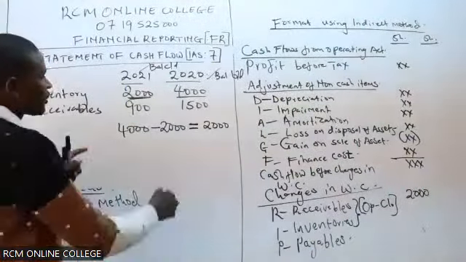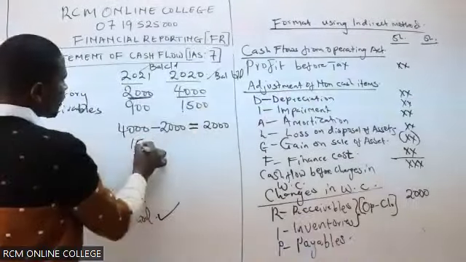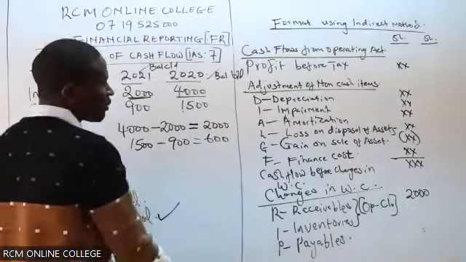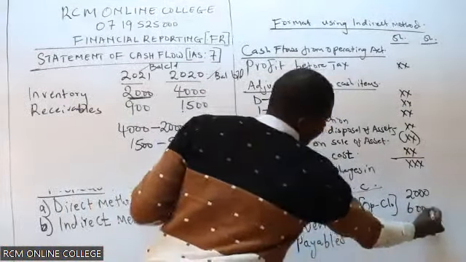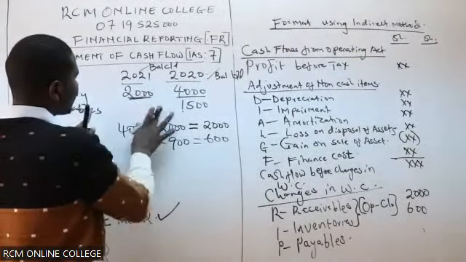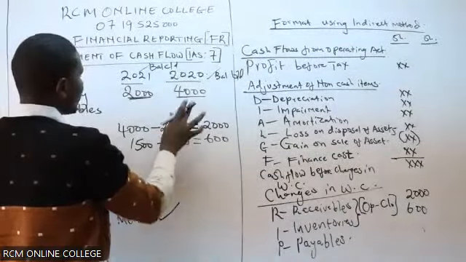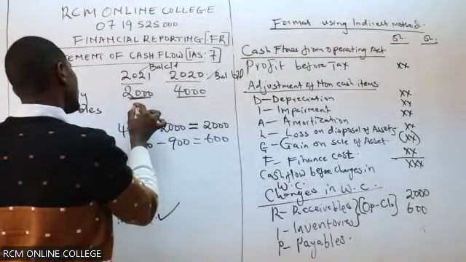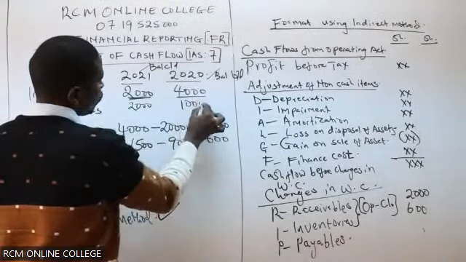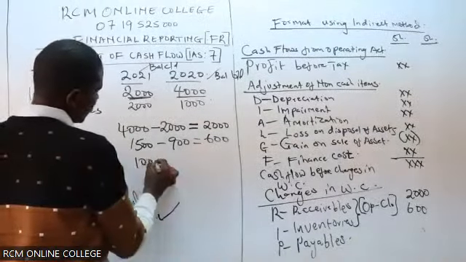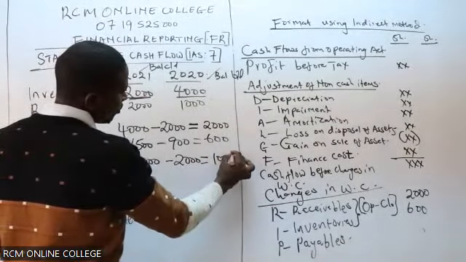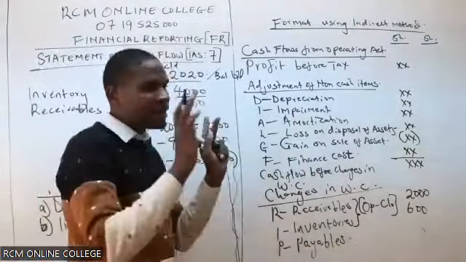The same case applies to this one. Opening was 1,500 minus 900, so 600. You put 600, as simple as that. Now let me reverse this. This is 2,000 and this is maybe 1,000. So opening is 1,000 minus 2,000. That means we have increased debts, so you put it as negative.